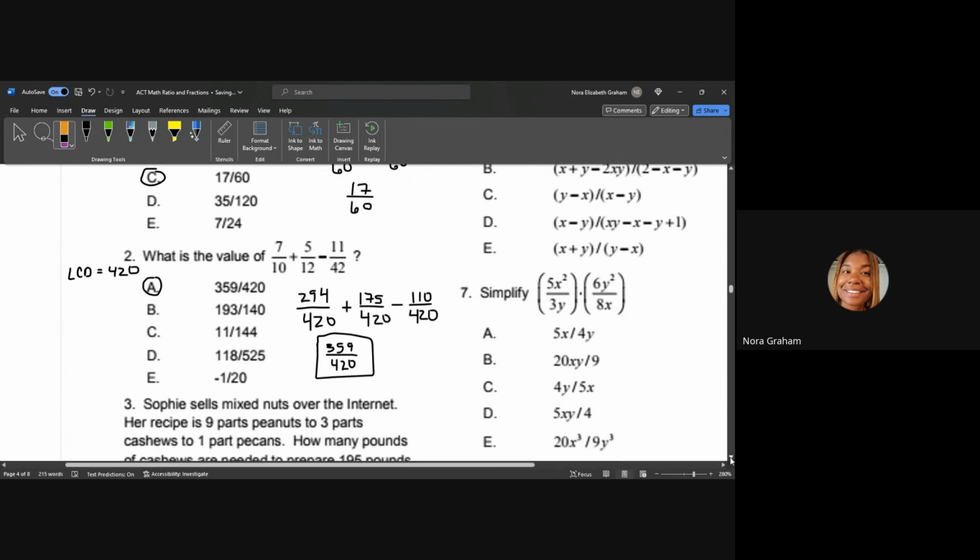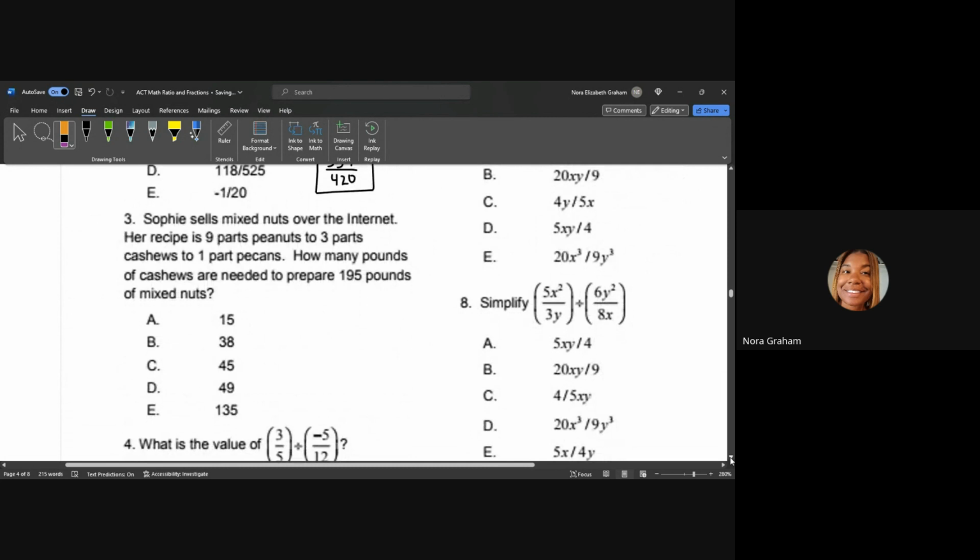All right, so let's find 3. This is going to be a ratio problem. So for this one, it says Sophia sells peanuts over the internet. Her recipe is 9 peanuts, so there's 9 peanuts to 3 parts of cashews. Okay, 3 parts of cashews. All right, and I'll annotate these. These are P for peanuts, C for cashews, and I'm just writing them as ratios. And then 1 part pecans, 1 part, and I'll put PE for pecans.